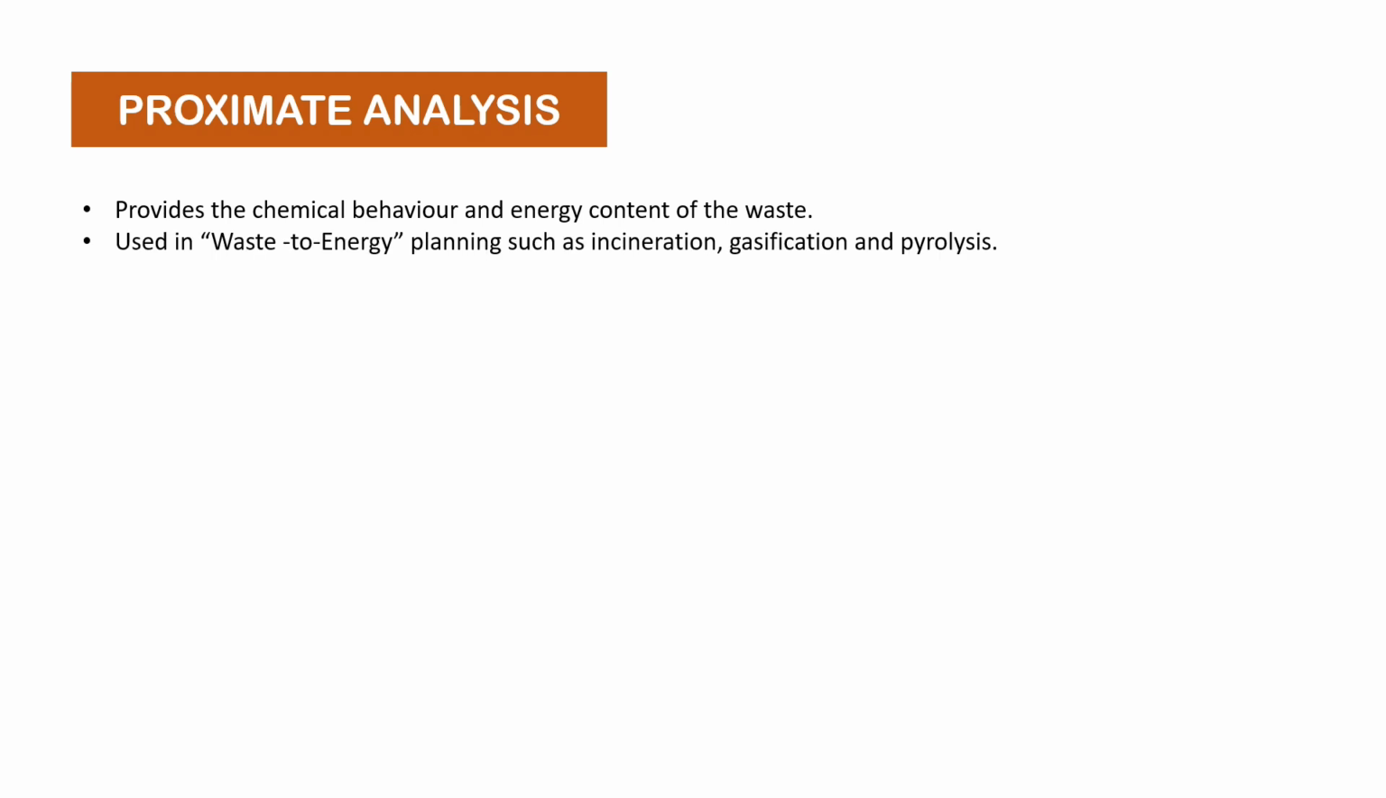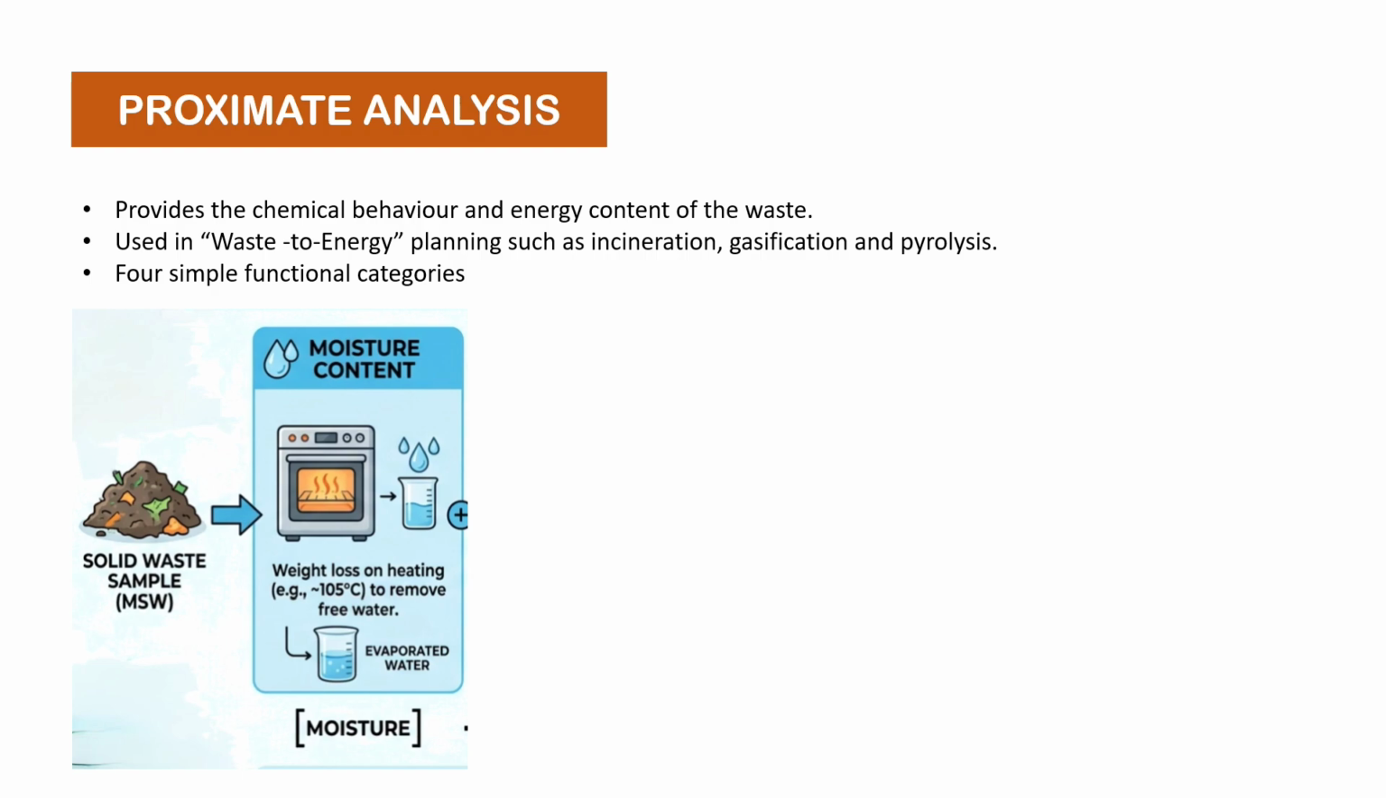First, we have proximate analysis, which gives us a solid idea of how waste behaves chemically and its energy content. This analysis is heavily used in waste-to-energy planning. It breaks waste into 4 easy categories based on how they react when heated. First up is moisture content. It's the water weight lost at 105 degrees Celsius. Less moisture equals higher net calorific value.